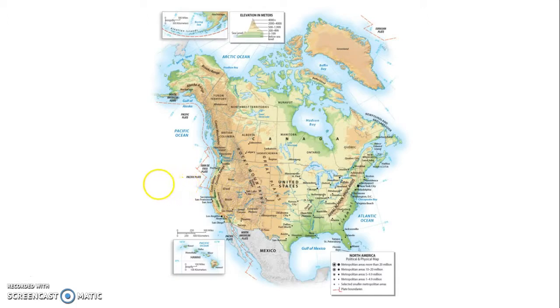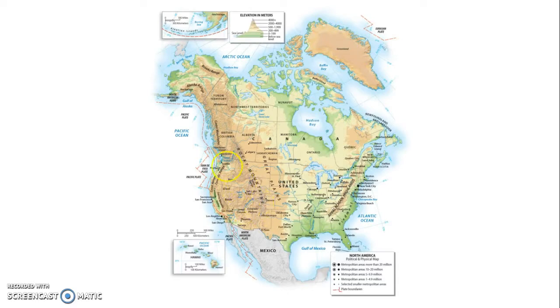Notice that this map shows elevation, so the brown and tan colors represent higher elevations, the lighter beige and green colors represent lower elevations. So here we see the Rocky Mountains on the western side of the continent or the region. And the Rocky Mountains extend all the way from Canada through the United States. They're the highest mountain range in North America.